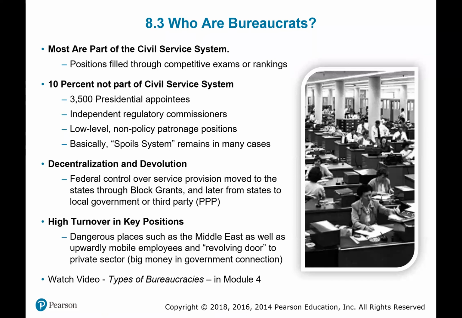High turnover in key positions. In the first case, you have high turnover because of the political cycle. So in this case, we had a president who was one term, so now everyone's gone and there's a whole new group coming in with the Biden administration. The other case is more of your civil service workers.